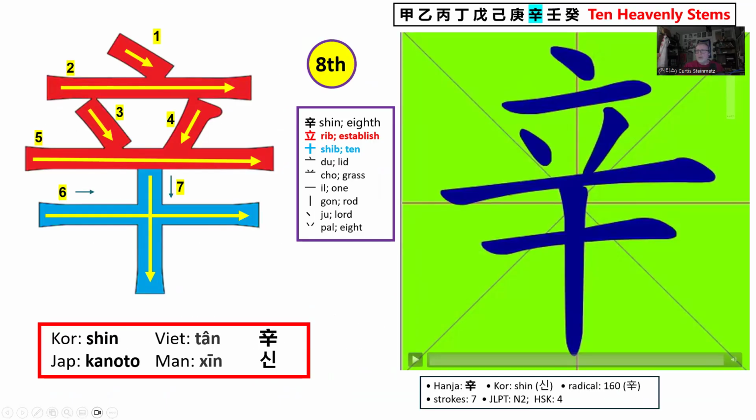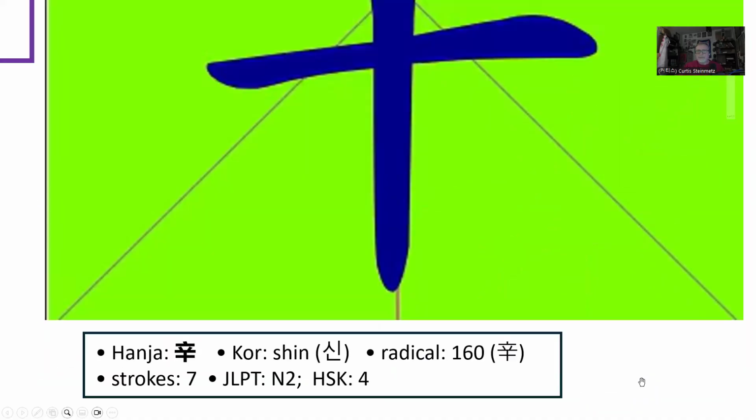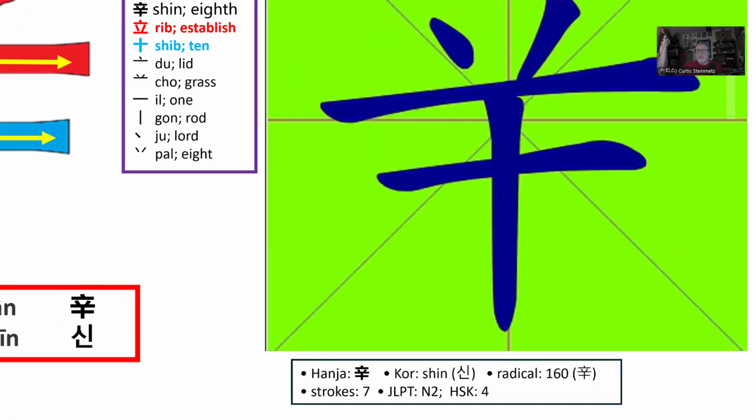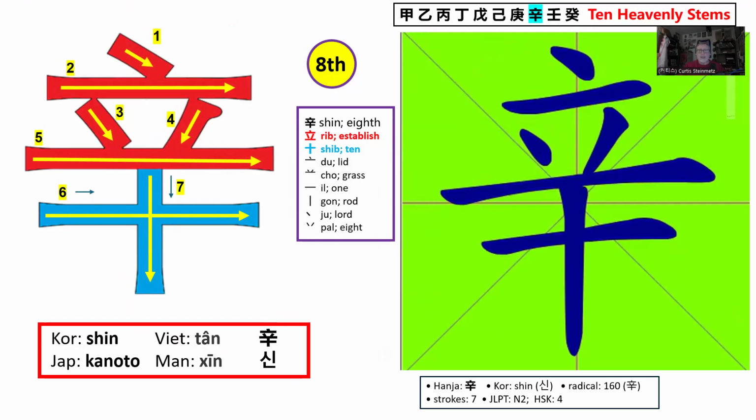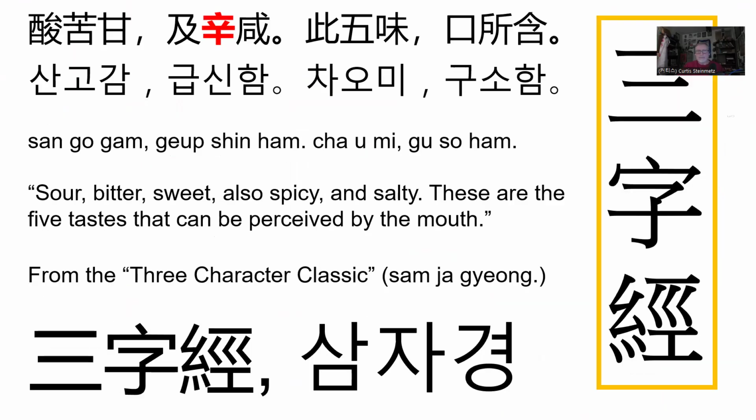Also, it is its own radical. It is radical number 160, a radical with 7 strokes, which is actually a fairly complex radical, and the more strokes a radical has, the higher its radical number is going to be. It's also not that uncommon a character, although N2 and HSK4 indicate that it's a somewhat advanced character if you're just learning Chinese or Japanese, but not some sort of rare, strange, unknown character like some are. Okay, so I think that's it.